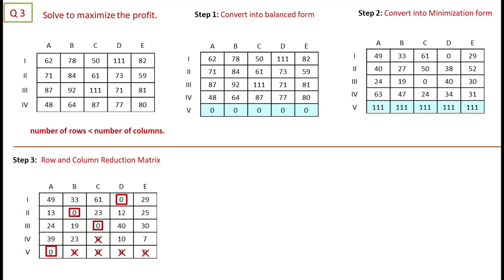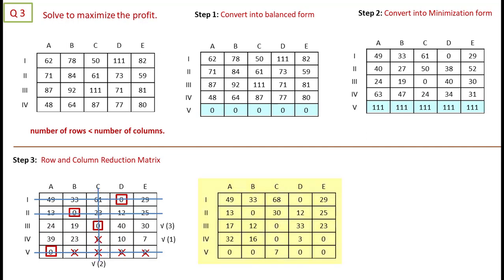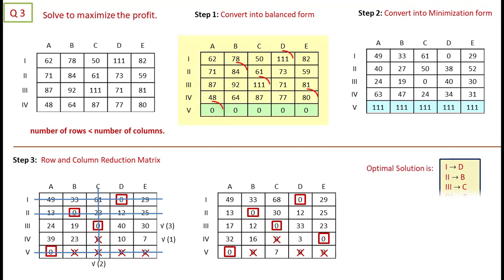Now we make assignments. Since every row and column does not have an assignment, we draw the minimum lines to cover all zeros. Now we select the smallest element from all uncovered elements and subtract it from these elements and add it to the elements which lie at the intersection point, and we get the matrix. Now we make an assignment. Since every row and column has an assignment, the optimal solution is obtained, and the maximum profit is found.